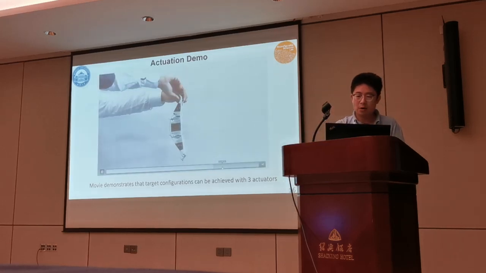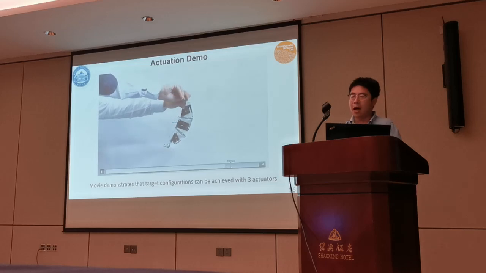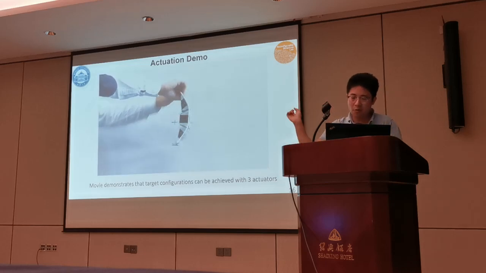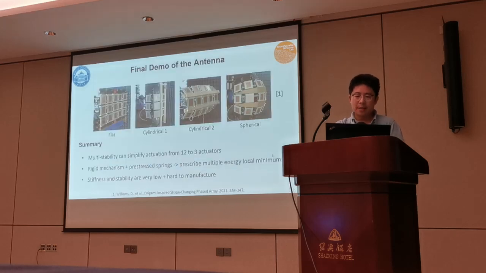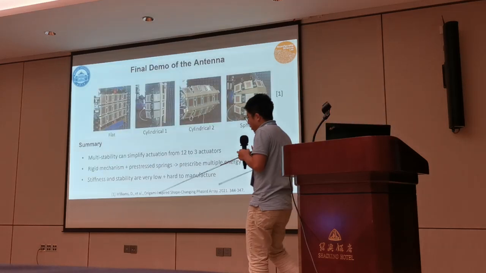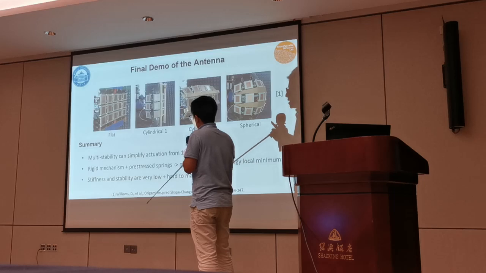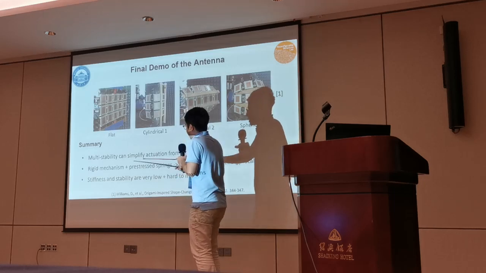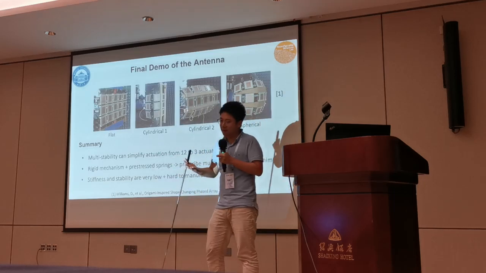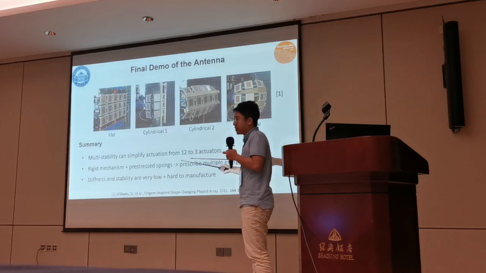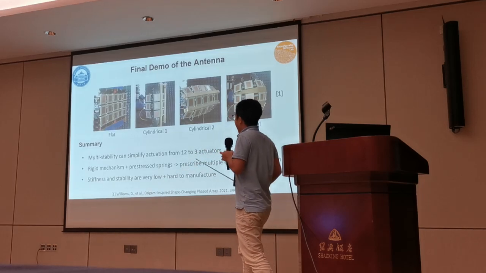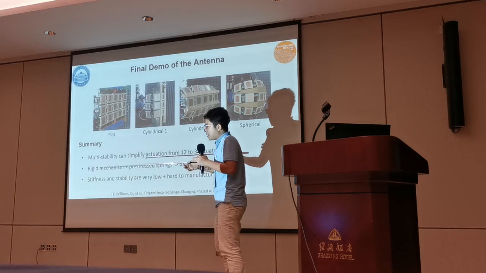And then you can also do, oh sorry, like a what is this? Like a cylindrical. Okay, cylindrical, and then also back to flat. So, a short conclusion for this is that multi-stability can really simplify actuation, right? From 12 actuators, now we reduced to 3. That's great. And so, how did I come up with this?